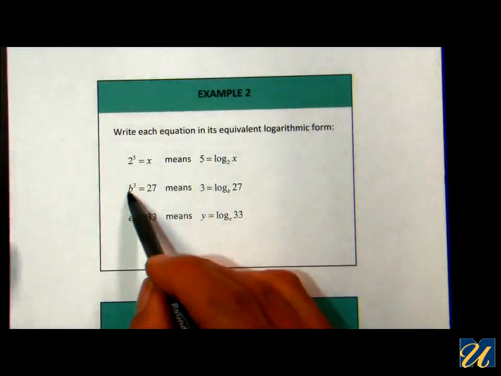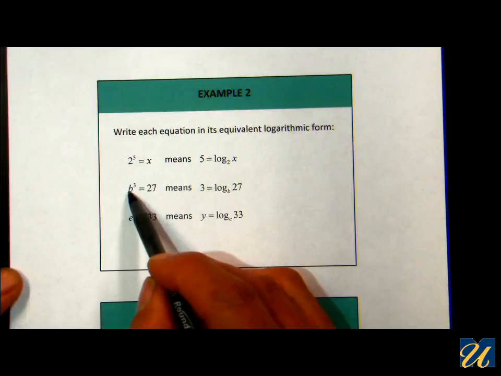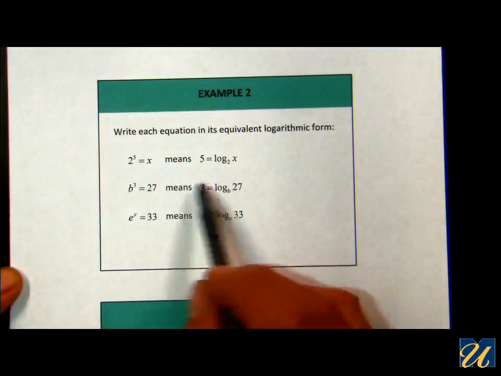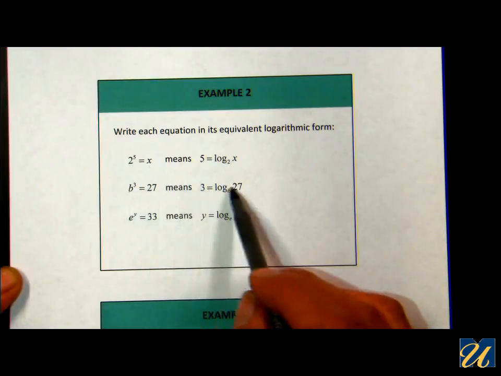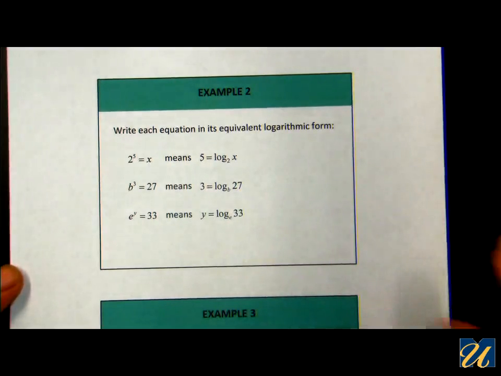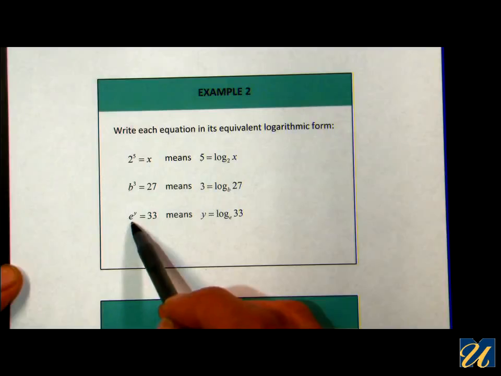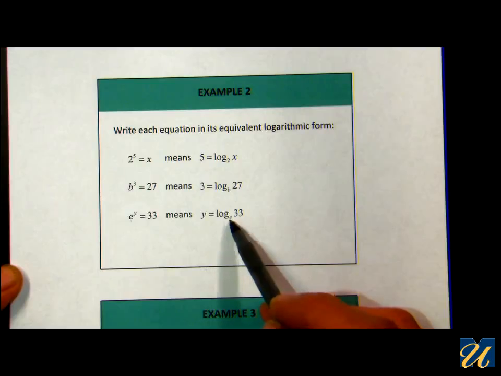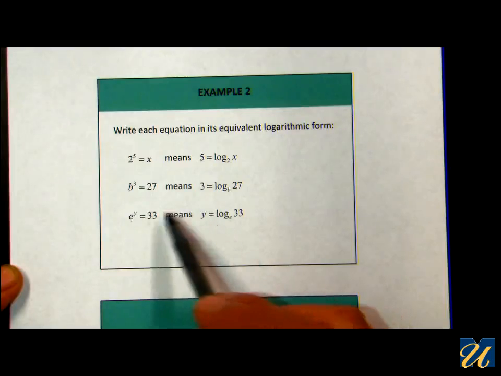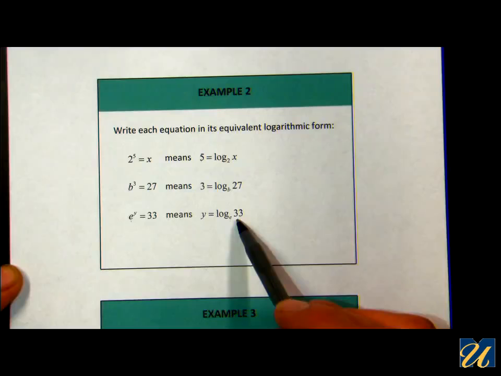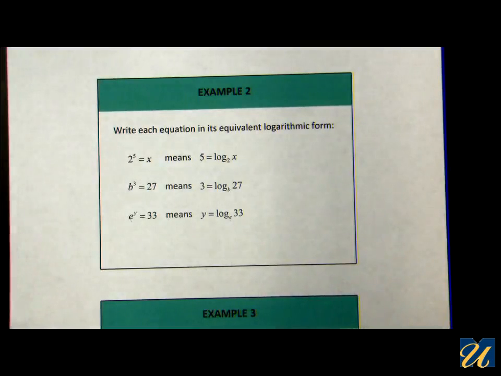Okay, so b is the base here in this example of the exponential. It's also the base of the logarithm. The exponent here, 3, that's what the log is equal to, so the 27 is the number you take the logarithm of. This is an e-exponential, doesn't change anything. Base of the exponential, it's still the base of the log. The exponent here is still what the logarithm is equal to, and this number is what you take the logarithm of. So whether it is base e or any other base, the conversion in either direction is the same.